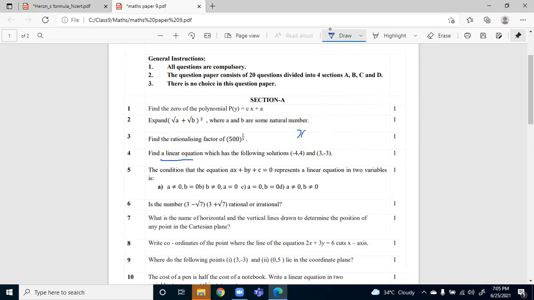So you can say x plus y is equal to 0. So minus 4 plus 4 is equal to 0, and 3 minus 3 is equal to 0. So this is a single linear equation. You only have to find a linear equation for which these 2 are solutions. So what is the linear equation? It is x plus y is equal to 0.